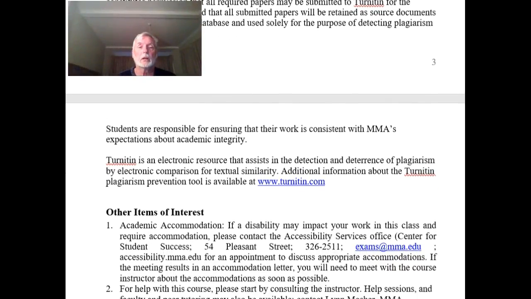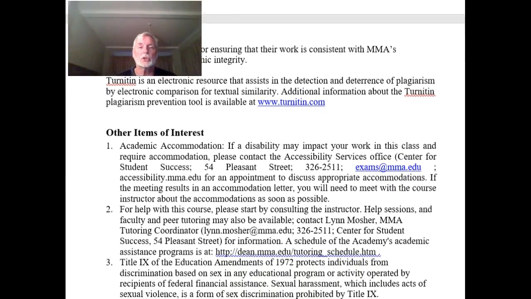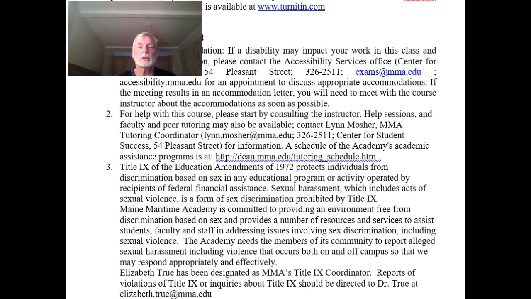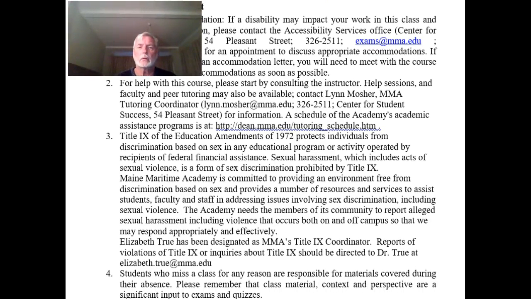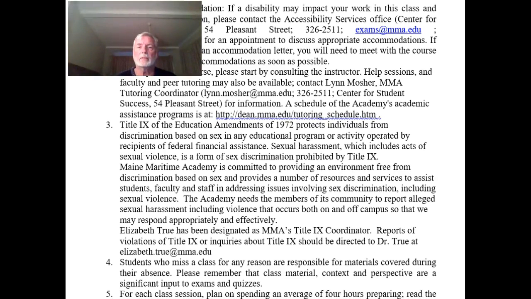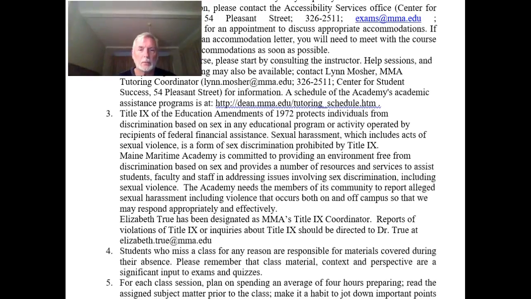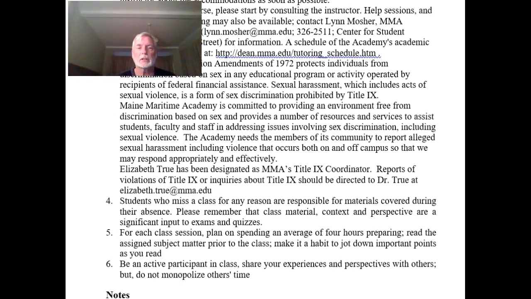If you need accommodations, the information is there. The information about Title IX and individual protection from Title IX is there. Tutoring, not quite as available to you as graduate students, but might be necessary. I don't expect you'll need it in this course.